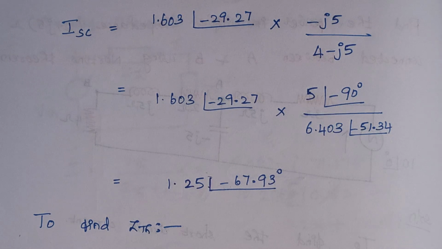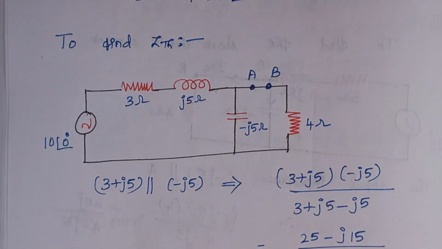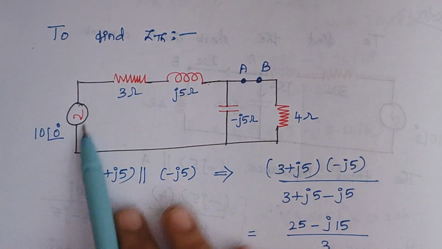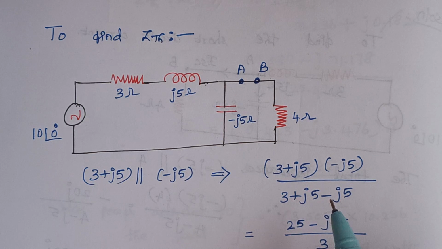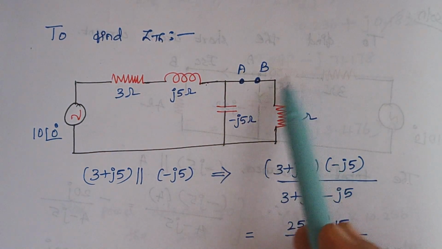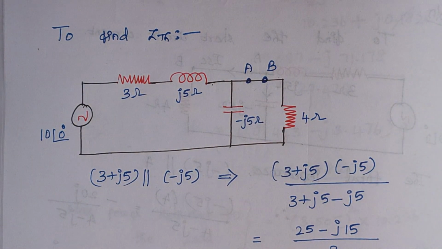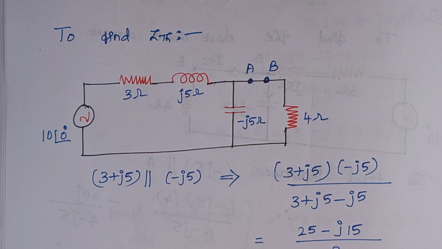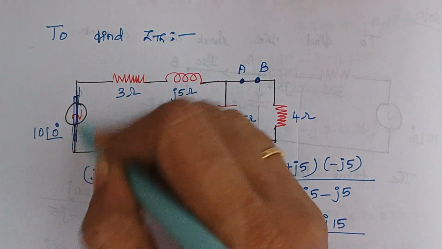The next step is to find the Z Thevenin. So here this is the given circuit diagram. To find the Z Thevenin, what we have to do? We have to remove this impedance part, right? We have to remove the impedance part here as well as the voltage source, right? No, here we should not draw a voltage source, sorry.